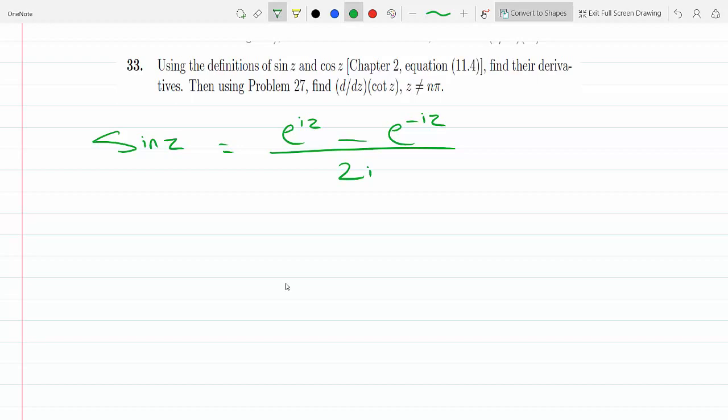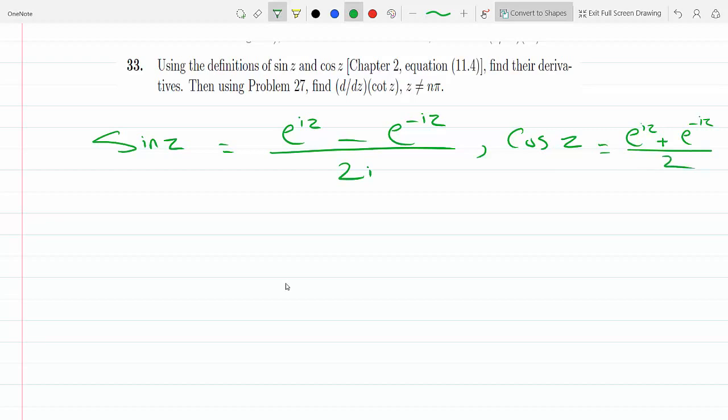Let's just make sure. This is okay, good. And cosine z. Okay, let's start with the sine. We'll come back to the cosine. Let's just write the cosine here, just so we can have it. Cosine z is e to the iz plus e to the minus iz over 2.